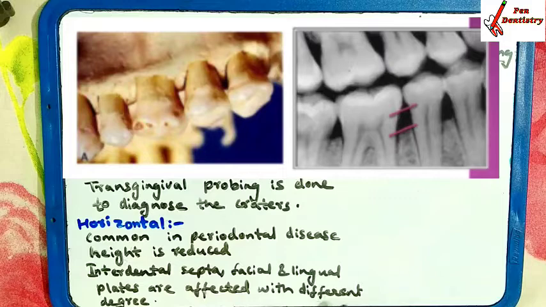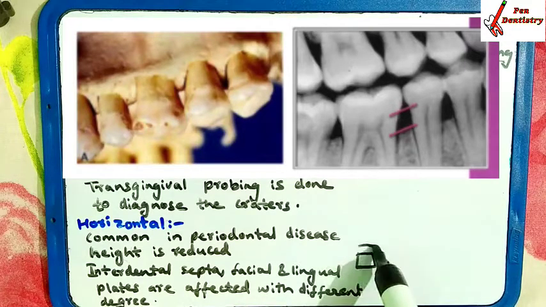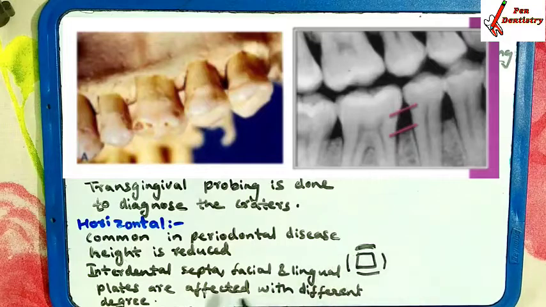degree. With different degree means if this is the tooth, the degree of loss, facial, lingual, mesial, distal, will be different from side to side of the tooth. With different angle, with different face, you are going to see different types of bone loss, that is, different degrees of bone loss. Everywhere there will not be the same degree of bone loss. So the interdental septa, facial or lingual plate are affected with different degrees of bone loss. So this was the bulbous, osseous and horizontal.